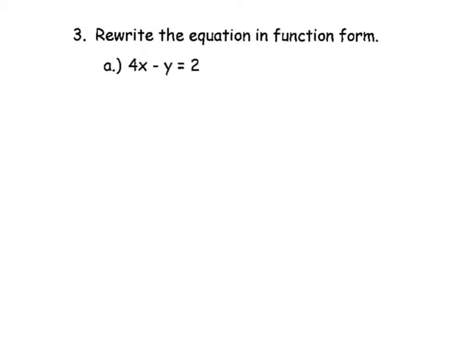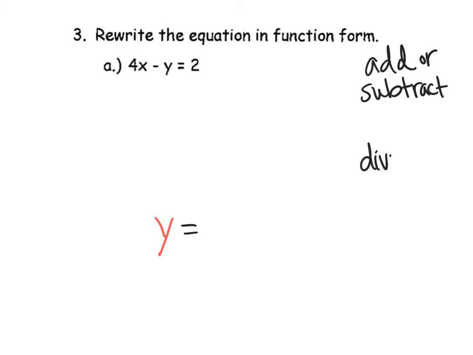Okay. Function form is y equals mx plus b. This is what you need to do. You need to get the y alone. And you need to have everything else after it. So, get rid of the 4x and get rid of the negative sign in front of the y. You need to do this by either adding or subtracting first. And then, if there is a number in front of y, you divide.